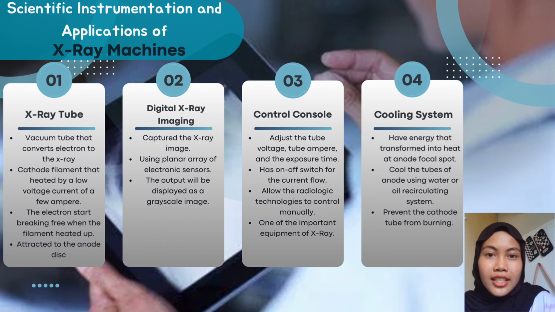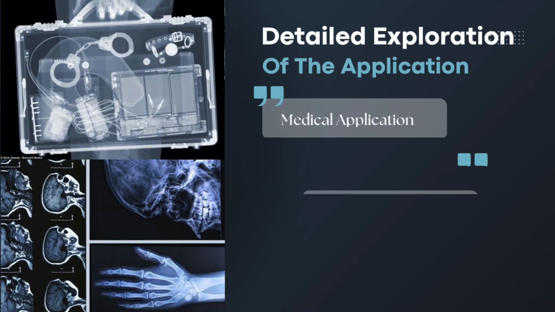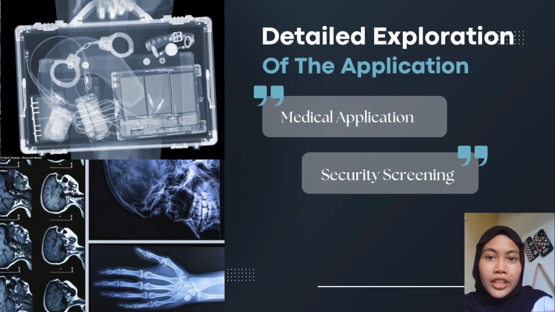Lastly, we have the cooling system. It has energy that transforms into heat at the anode focal point. The function is for cooling the anode of the tube using a water or oil recirculating system and to prevent the cathode tube from burning. So, there are so many applications for X-ray machines, but we will explore in more detail just 2 of them, which are medical application and security screening.